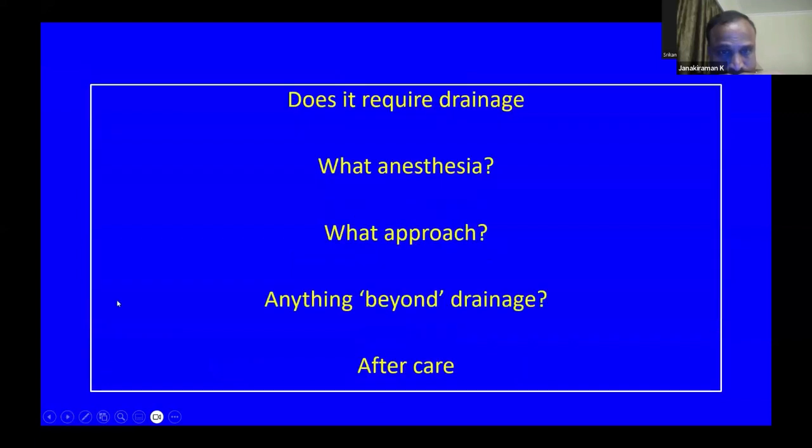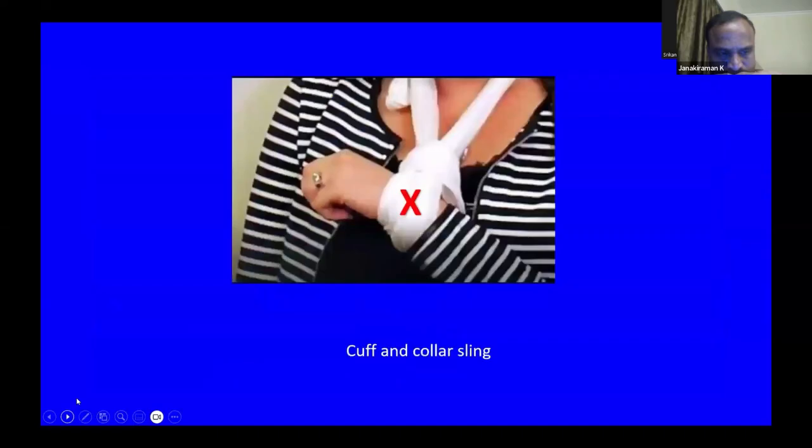The questions that we need to answer, having made a diagnosis of an infection in the hand, are: does it require drainage? What is the anesthesia or analgesia? What surgical approach? Do we have to do anything beyond drainage? And the aftercare of this patient. We'll start with the aftercare.